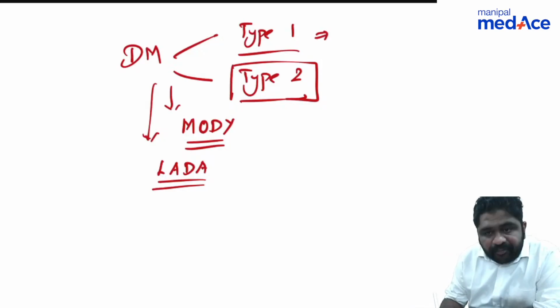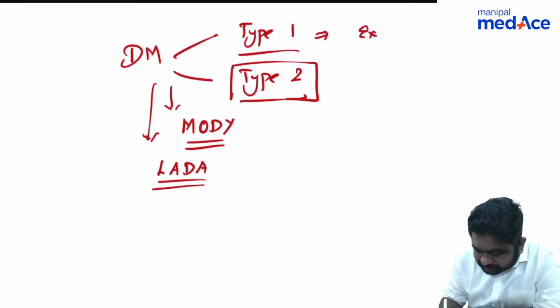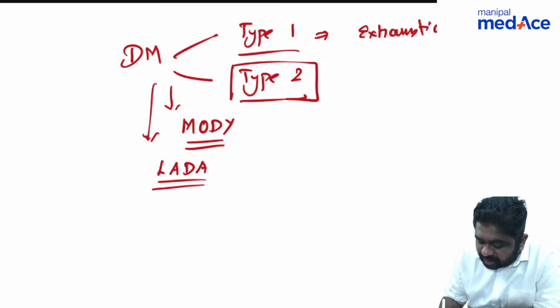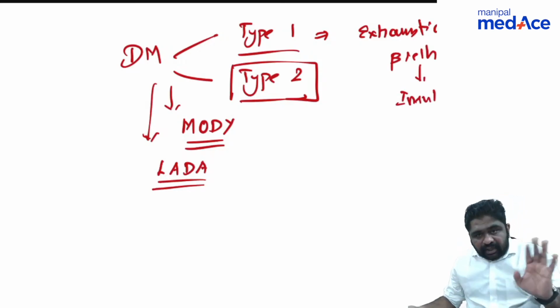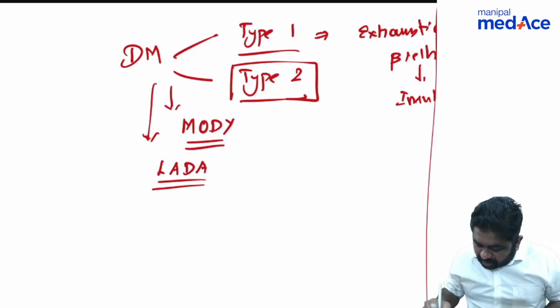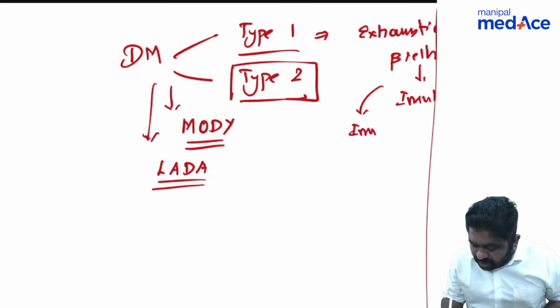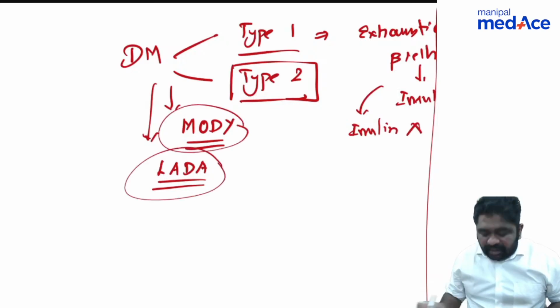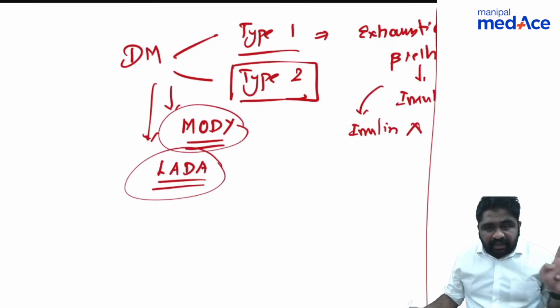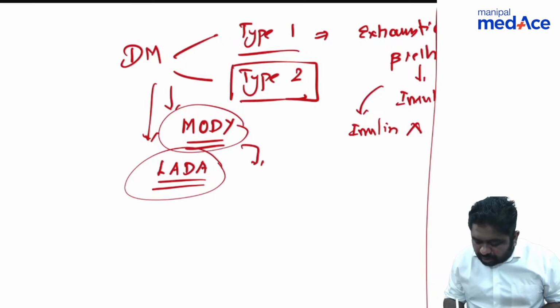In type 1, there is exhaustion of beta cells of pancreas. So, insulin levels have failed. Whenever there is exhaustion of beta cells of pancreas, insulin has failed. Now, maturity onset of diabetes in the young and latent autoimmune diabetes in the adults, both of them are slightly different. These are because of gene mutations.